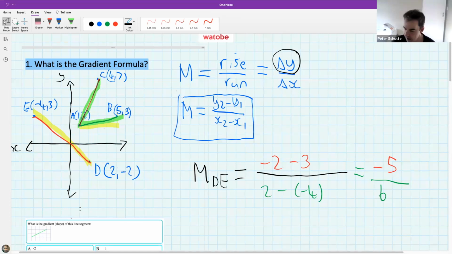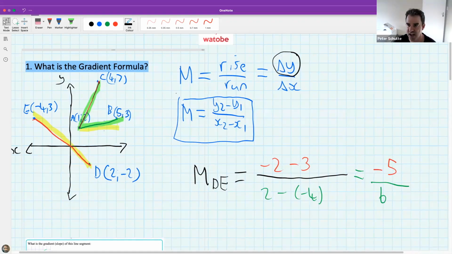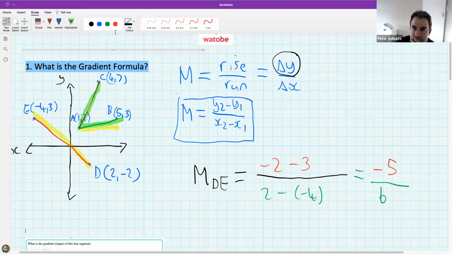Okay, I think you guys have got the basics of the gradient formula, but I just want to have a quick check. Thumbs up if you feel okay with the basics of the gradient formula. Thumbs down if you feel unsure. Just want to get a feel for the group. To be honest, it is helpful for me because I can't always see all your faces all the time.